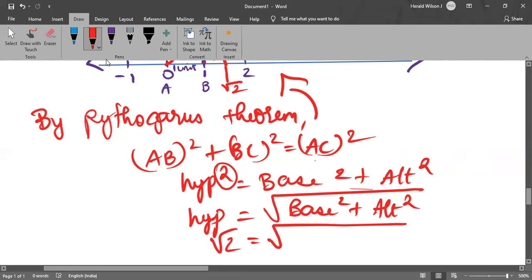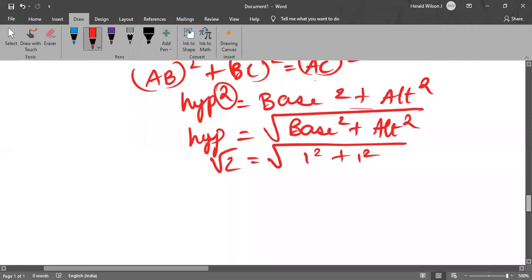On the RHS, basically, the root of base is 1 square plus altitude is also 1 square. 1 square is nothing but 1. 1 plus 1 will give you 2. So therefore, it will be root 2. That's how we get our hypotenuse. Okay, so I just exclude the part where I wrote root 2 here. To get our hypotenuse, we calculate base square plus altitude square. That's how I got root 2, and that's exactly what I need, because I need to represent root 2 on the number line, right?